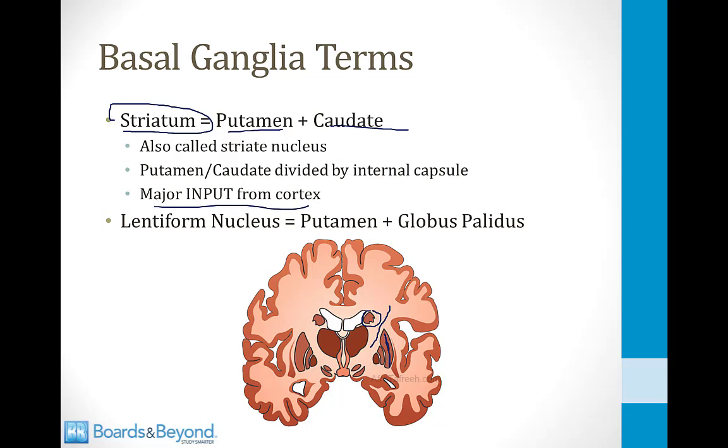You'll also sometimes hear people talk about the lentiform nucleus, and what do they mean by that? Well, if you look down here in this picture on the left side, you see the putamen and the globus pallidus together. These structures all together are often called the lentiform nucleus.